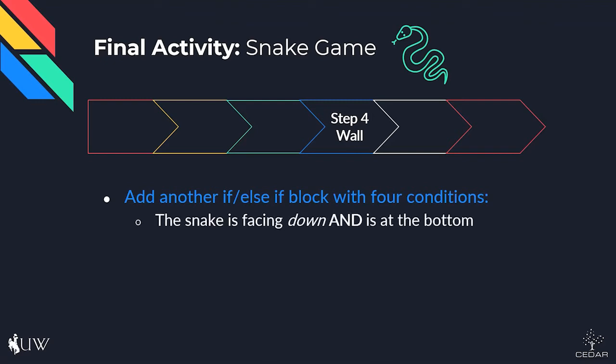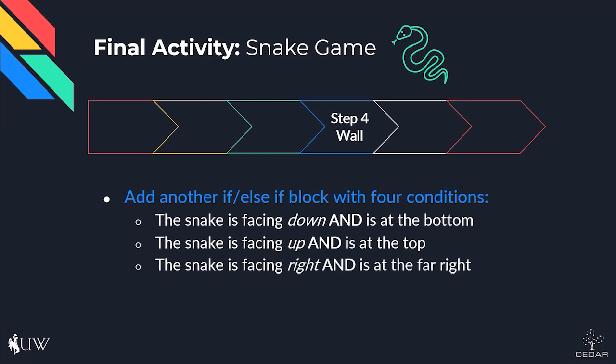The snake is facing down and is at the bottom of the screen. The snake is facing up and is at the top of the screen. The snake is facing right and is at the far right of the screen. And the snake is facing left and is at the far left of the screen. In each of these cases, the next move would make the snake hit the wall, so it's game over.